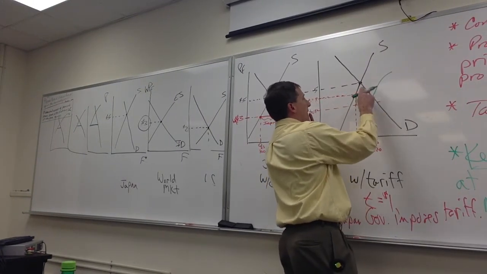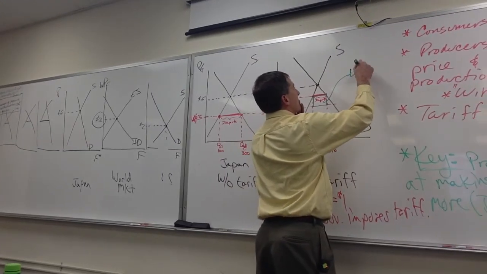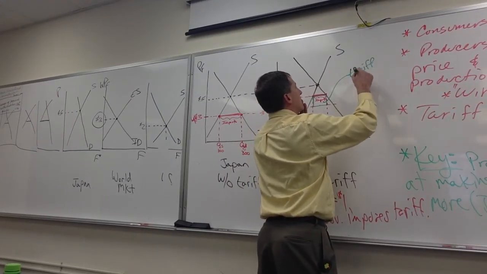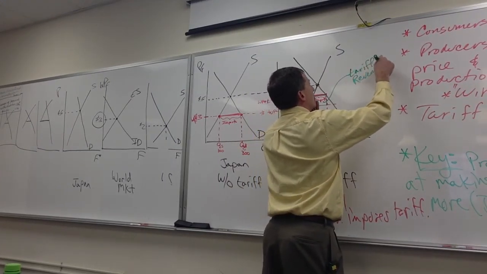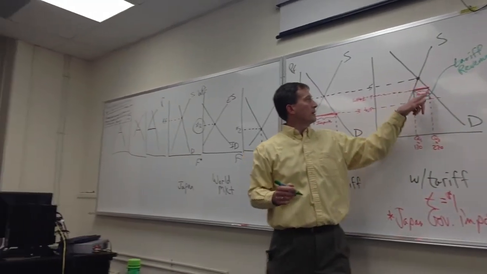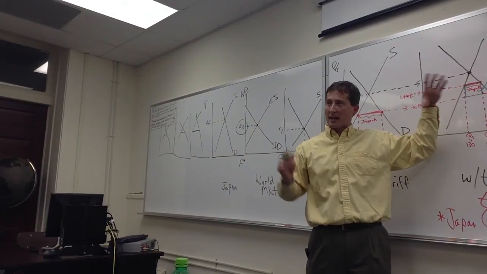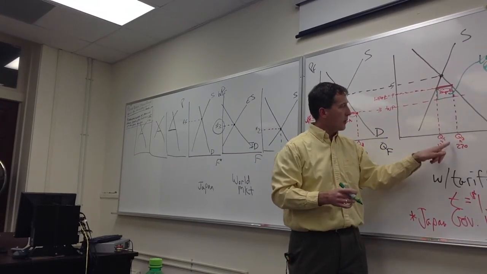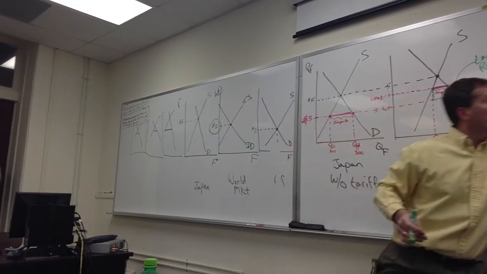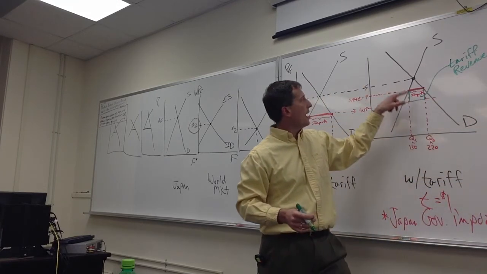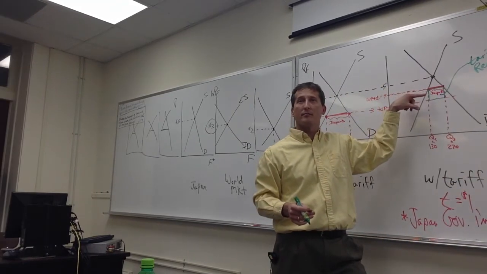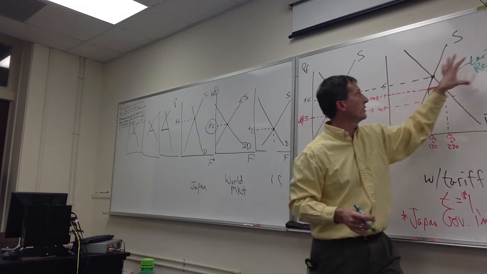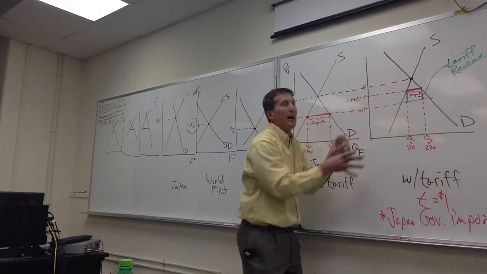So that area is the tariff revenue. The geometry here would be a rectangle, base times height. The base is the quantity of imports, 140, and the height is the amount of the tariff. So that would give you the tariff revenue visually on the graph.